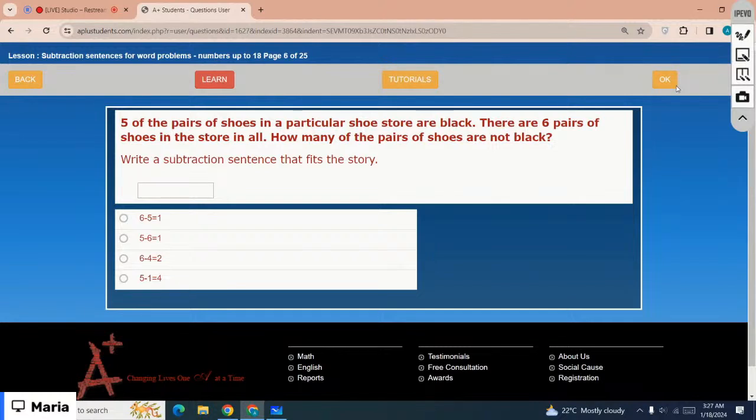Which is the correct option? Yes, you have to do 6 take away 5, and 6 take away 5 is not 5 take away 6. You always subtract the smaller number out of the greater one. That is 6 minus 5. The correct option is option number 1. Got it?